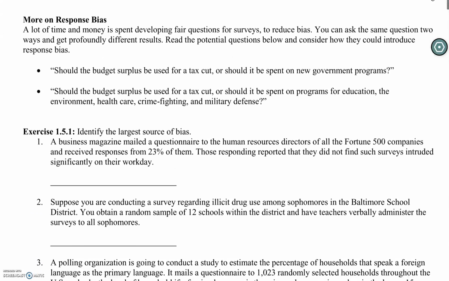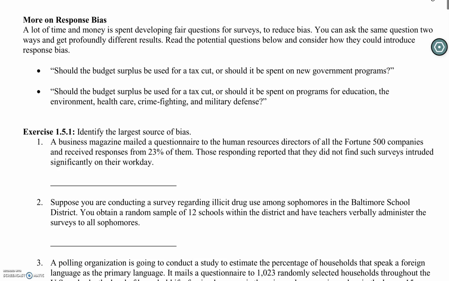So we have an example of response bias here, basically showing you how you write a question, which is why there's so much time and money spent on survey design. How you write a question greatly influences how people respond. So asking if a budget surplus should be used on a tax cut or for government programs is going to elicit a very different response rate than asking if it's used for a tax cut or spent on programs for education, the environment, healthcare, crime fighting, and defense.